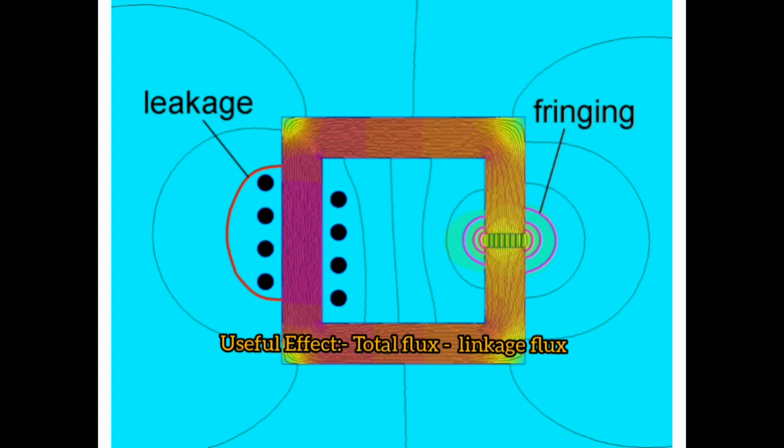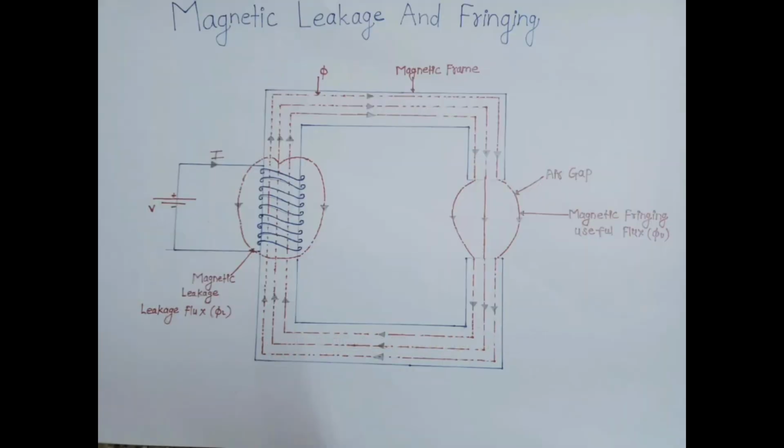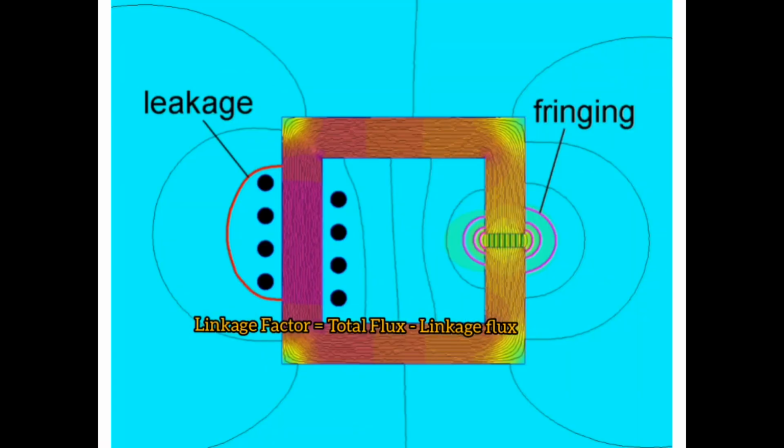The linkage flux is the flux which completes its path other than the air gap. The flux produced by magnetomotive force does not pass through the intended path. As shown in figure, a few flux takes the shortest possible path. The flux which does not take the intended path is called linkage flux. This flux is not useful flux.